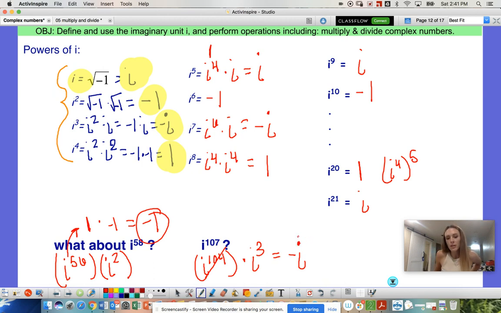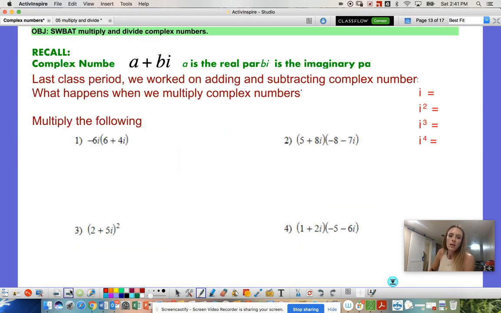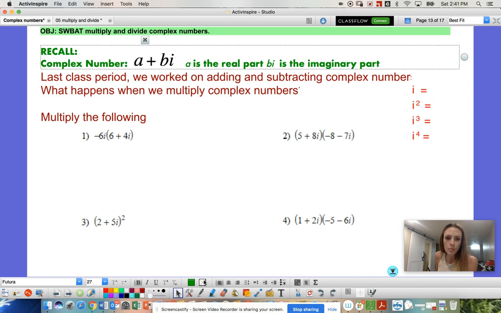Okay, so it's just a pattern, and it's figuring out that puzzle of the pattern. This is a good one to take a picture of. All right, so now we get into more complex numbers. So a complex number, A plus BI, A is the real part, BI is the imaginary part.